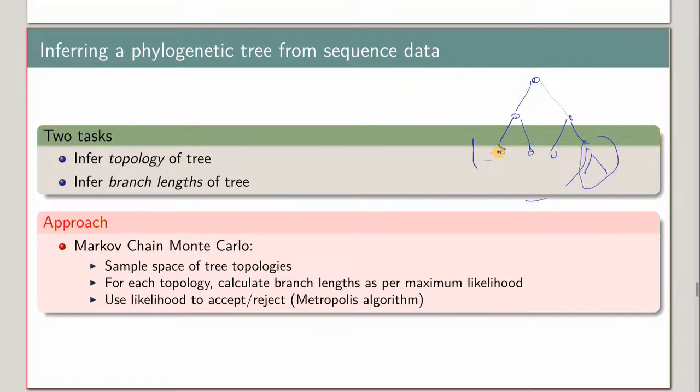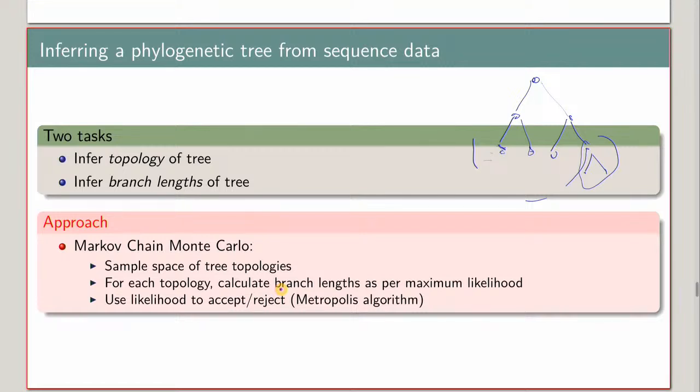So there are certain moves they can do that are guaranteed to let you explore the space of trees, and then you do that, re-optimize the branch lengths and recalculate the likelihood, and you accept or reject as per the Metropolis algorithm, which essentially is, if the likelihood is higher, you accept. If it is lower, you still accept with the probability based on the likelihood ratio. And that is basically guaranteed to explore the space of trees with a probability proportional to the likelihood.